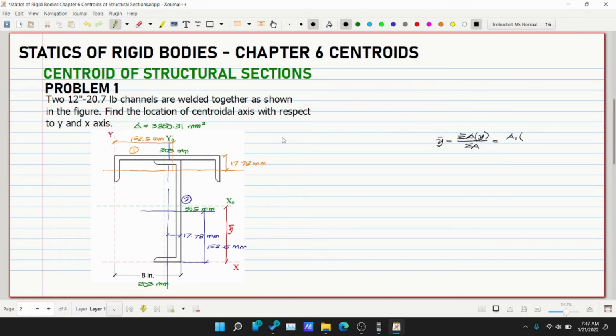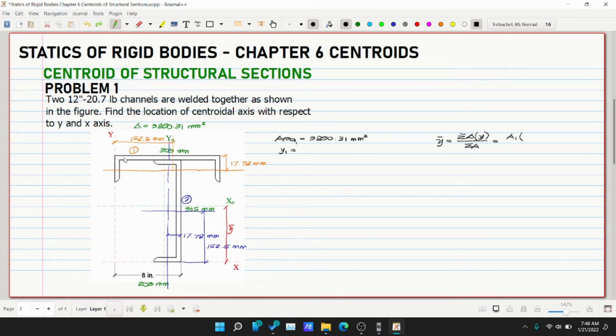Okay? So, for area 1, ang area 1 natin is 3890.31 millimeter squared. Then, yung kanyang Y1. Ang Y1 nito, syempre, with respect to Y and X axis, di ba? Ang X axis natin is nasa baba. So, dapat, yung Y1 niya is with respect to x-axis.